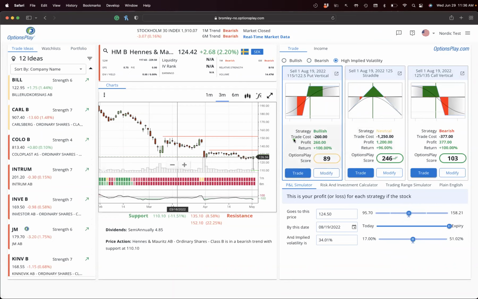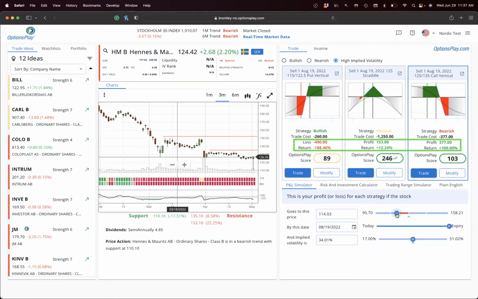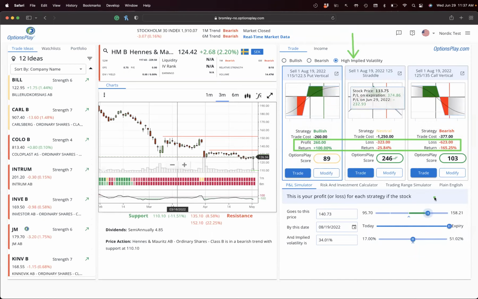You have the true profit and loss of each strategy that you can use to compare your total risk. So that still remains the same in terms of being able to compare which strategy is profitable, which strategy is not profitable, and be able to see your total risk on each trade, still using the P&L simulator. But the new high implied volatility strategies will automate the starting points, picking not only the expiration dates, but also your strike prices for you so that you can do some analysis with these types of strategies.